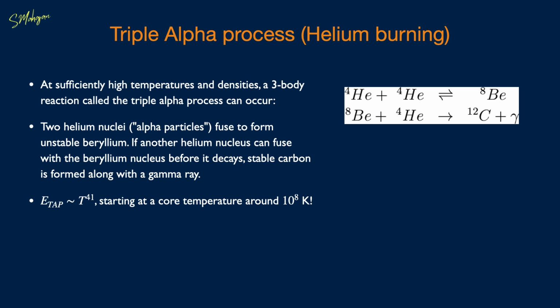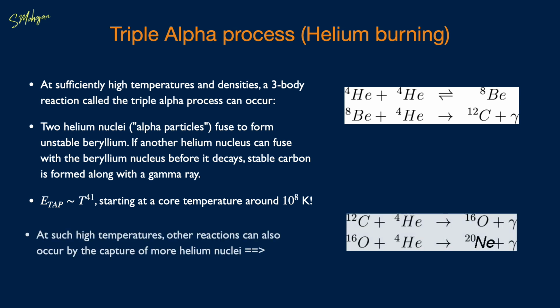The rate of energy production in the triple alpha process is even more strongly dependent on temperature, which goes as temperature to the power 41, implying that an increase in temperature by 10% will lead to 50 times more energy output. Moreover, at such high temperatures, elements such as carbon and oxygen can also interact with helium-4 nuclei and produce oxygen-16 and neon.